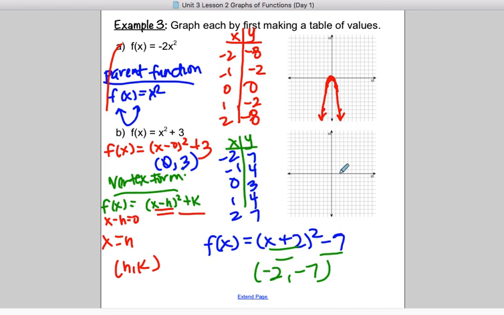And then we graph it. I got negative 2, 7. Negative 1, 4, 0, 3, and there we go. And then once again, make sure it is U-shaped and not V-shaped. Okay, so there's our parabola. That is example 3.